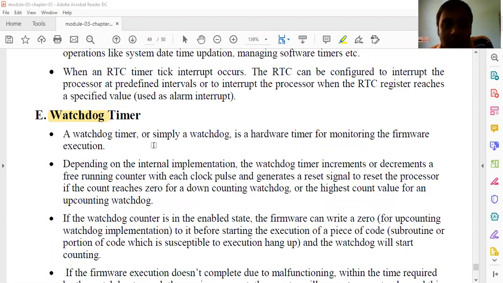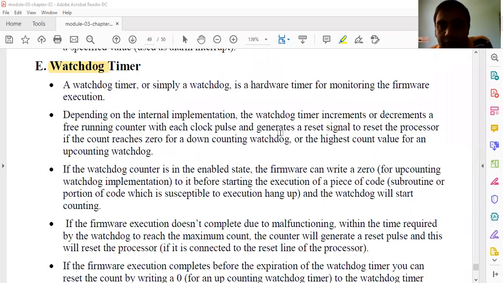A watchdog timer, or simply a watchdog, is a hardware timer for monitoring the firmware execution. Depending on the internal implementation, the watchdog timer increments or decrements a free running counter with each clock pulse and generates a reset signal to reset the processor, if the count reaches 0 for a down counting watchdog or the highest count value for an up counting watchdog.